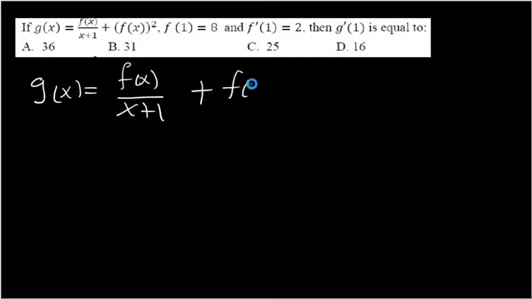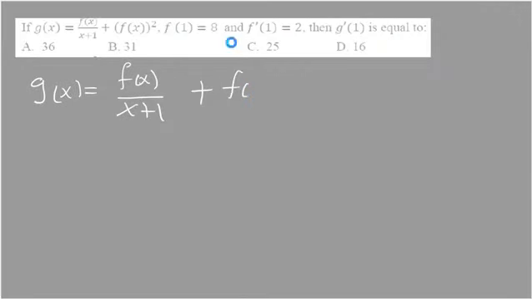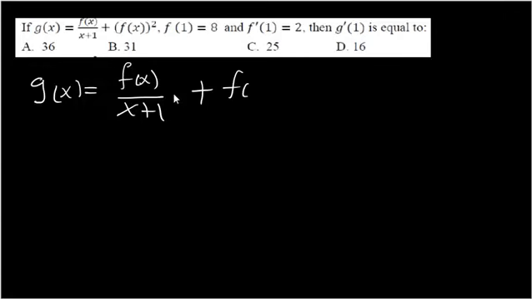Again, here, what is given? G of x is given. G of x is equal to f of x over x plus 1, plus f of x the whole square. This is given to you.